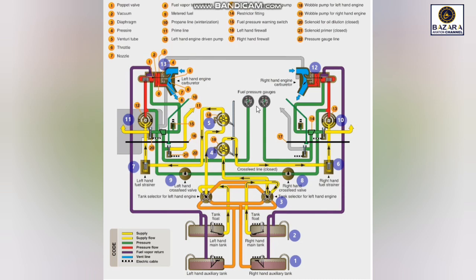Also we have the fuel pressure gauges. How does the reading come? It comes from the pivot valve. Here, the pressure will go directly to our fuel pressure gauges, and by the same token it will go from the pivot valve directly to the gauge. This is for the left tanks and this is for the right tanks.